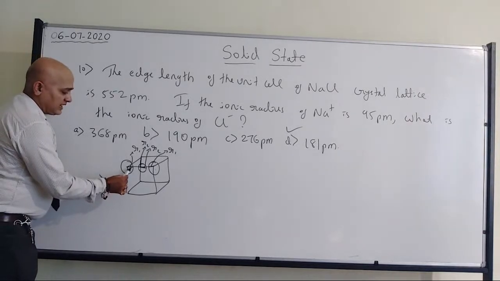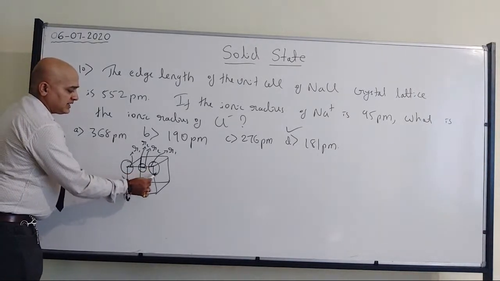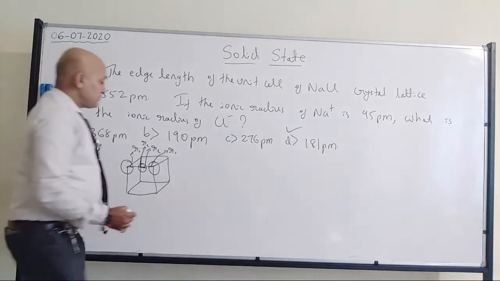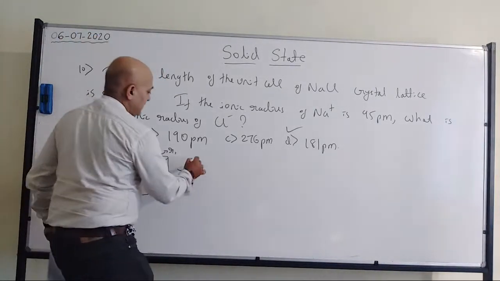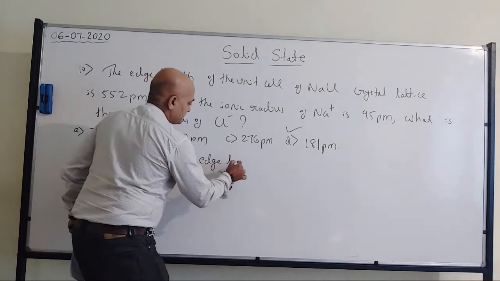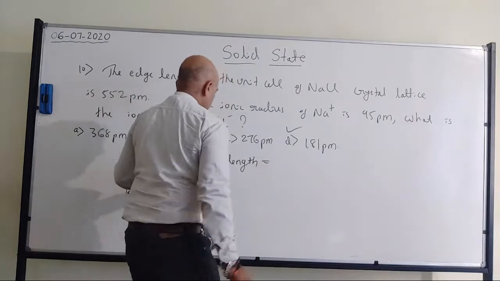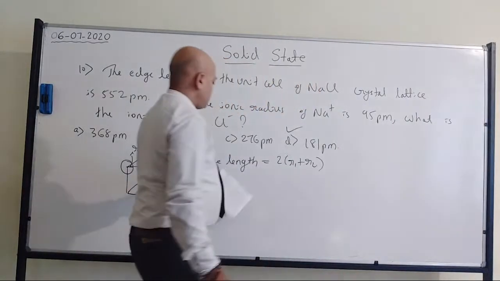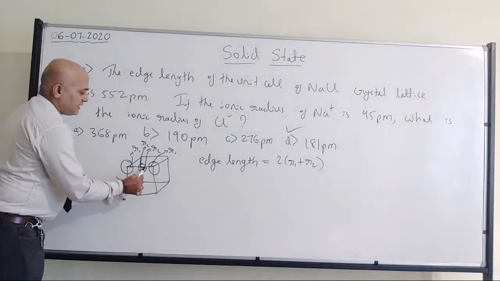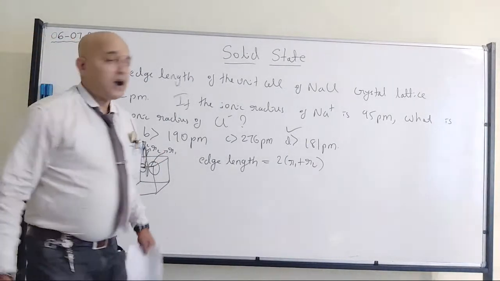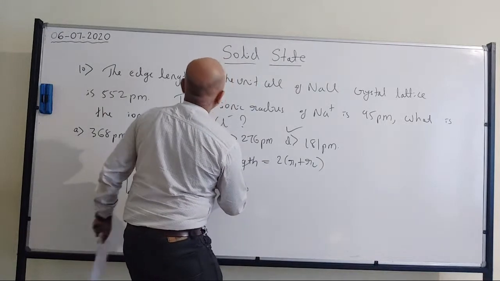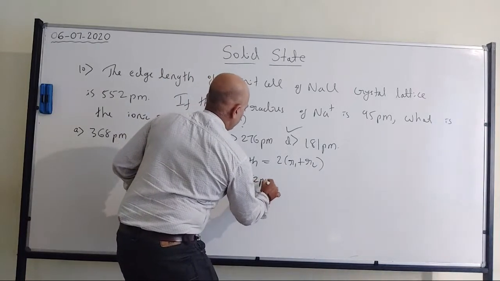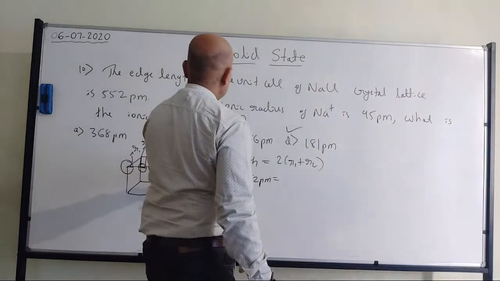By considering R1 as the radius of chloride, R2 is the radius of sodium. Okay? So by considering that, we can tell that in a NaCl crystal structure, edge length will be equal to 2 into R1 plus R2, because both are twice, R1 is also twice, R2 is also twice. Now they have given the edge length, that is 552 picometer.